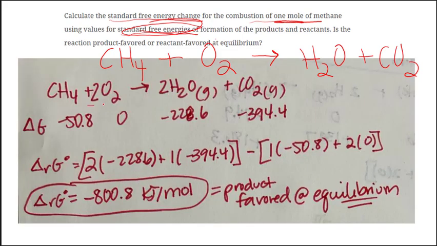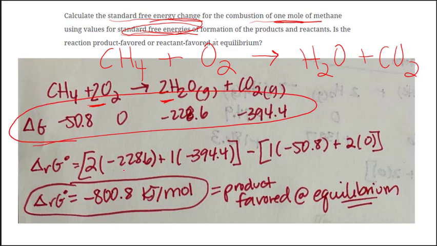After balancing this reaction, hopefully you got a 2 in front of oxygen and a 2 in front of water, found the values in the back of the book, and plugged in my products minus reactants. I got a value of negative 800.8 kilojoules per mole, telling us that it is product favored at equilibrium.